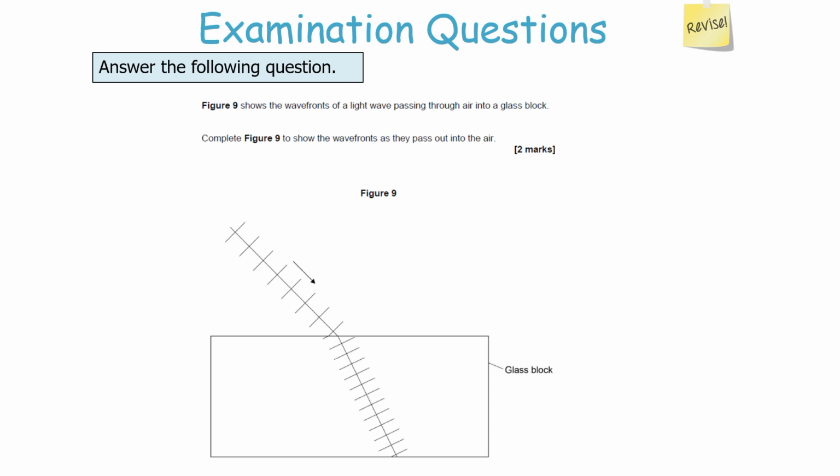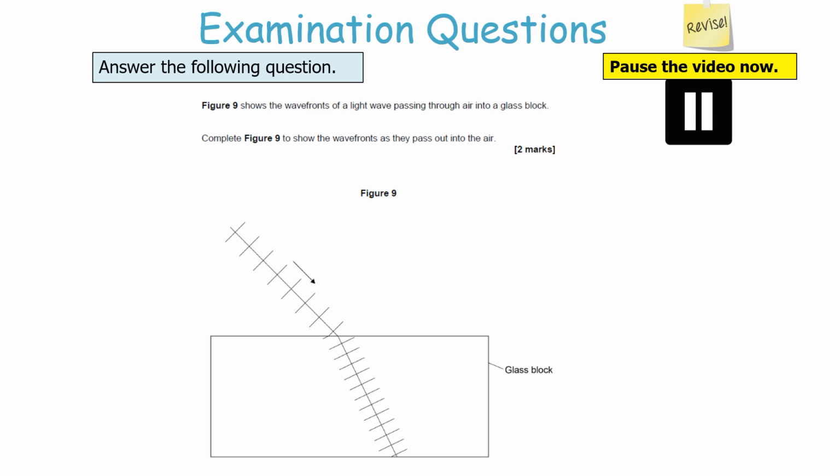The next question says, figure 9 shows the wavefronts of a light wave passing through air into a glass block. Complete figure 9 to show the wavefronts as they pass out into the air. So pause the video now, then unpause the video when you want to go through your answer.